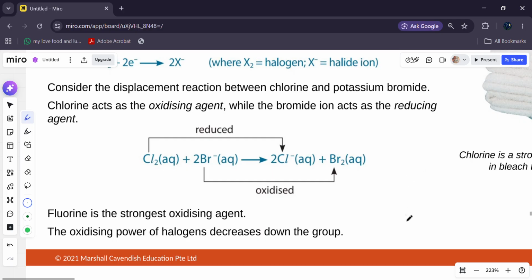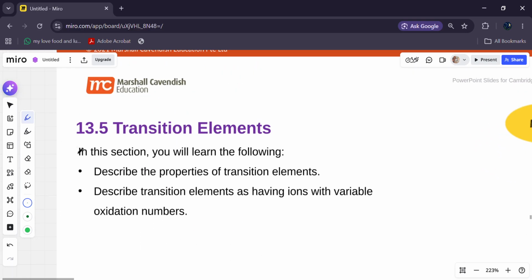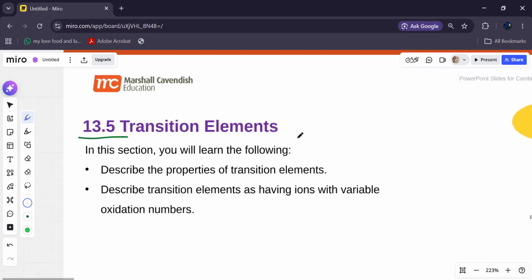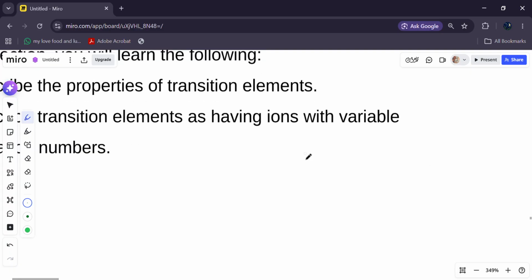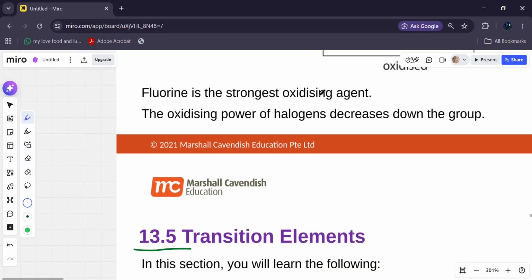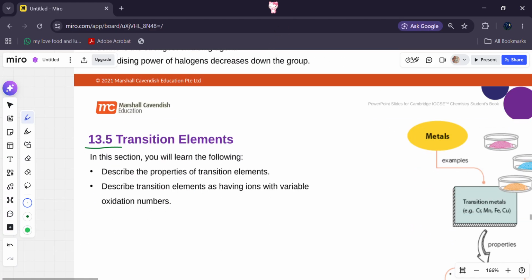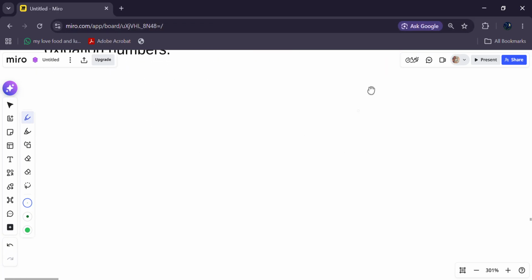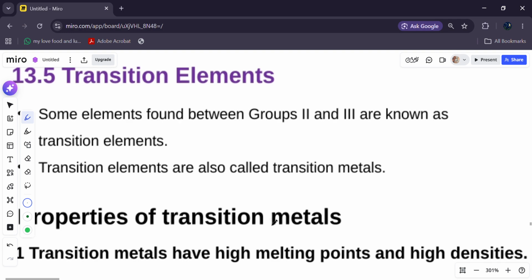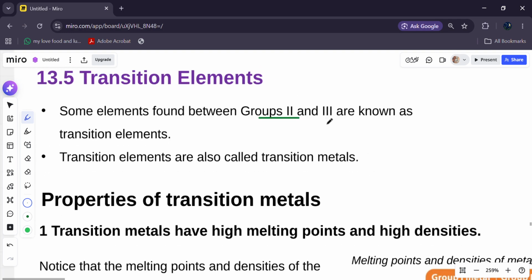Now we move on to the next section, which is 13.5 transition elements. Remember when I showed you the periodic table with some of those metals having no group whatsoever. Now we will learn about them in this section: the transition elements, and what they really are. Some elements found between group 2 and group 3 are known as transition elements. They are also called transition metals because all of the transition elements are, well, metals.